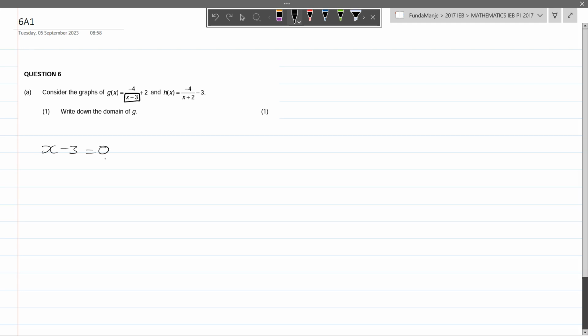That's the equation of our asymptote, which means that of all the x values we have, x cannot be equal to 3 because that's the value of the asymptote. So if we want the domain of our function, then it's going to be x is an element of all real numbers, but x cannot be equal to 3, just that.